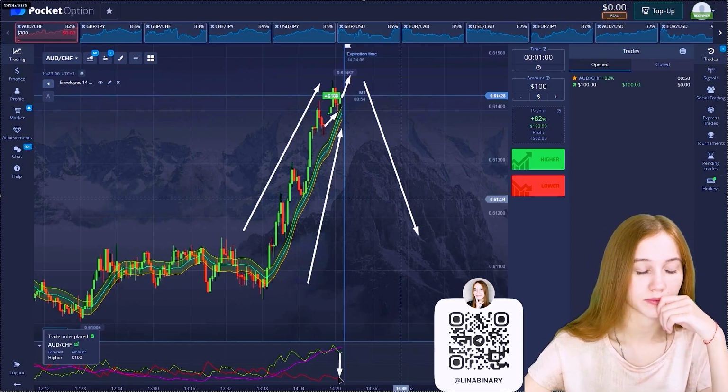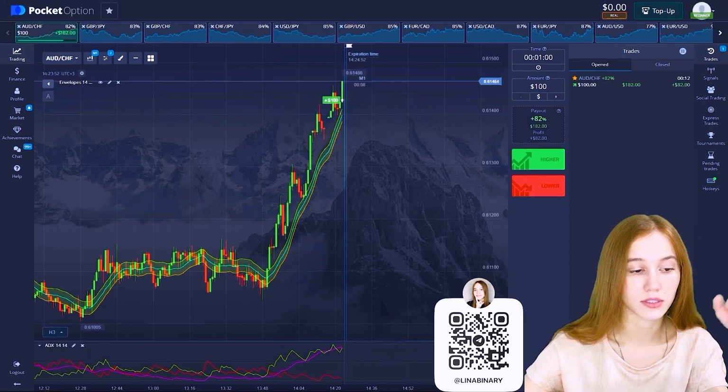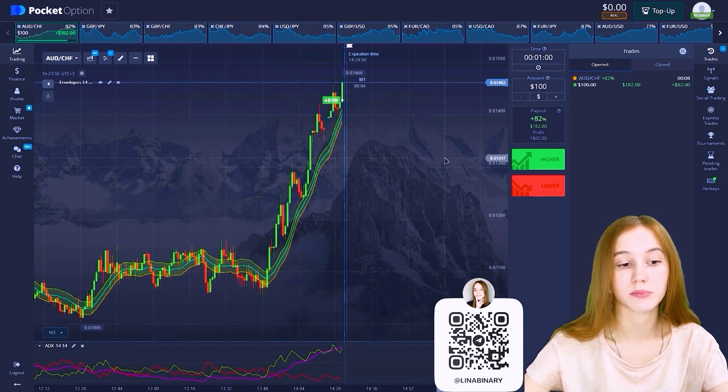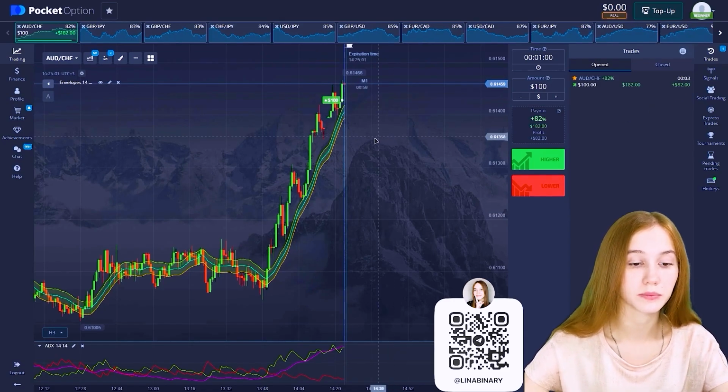Let's see. We opened for an increase. There are 6 seconds left until the end of the deal. We see that the deal is closing positive. Good. Profit is $82. Good.